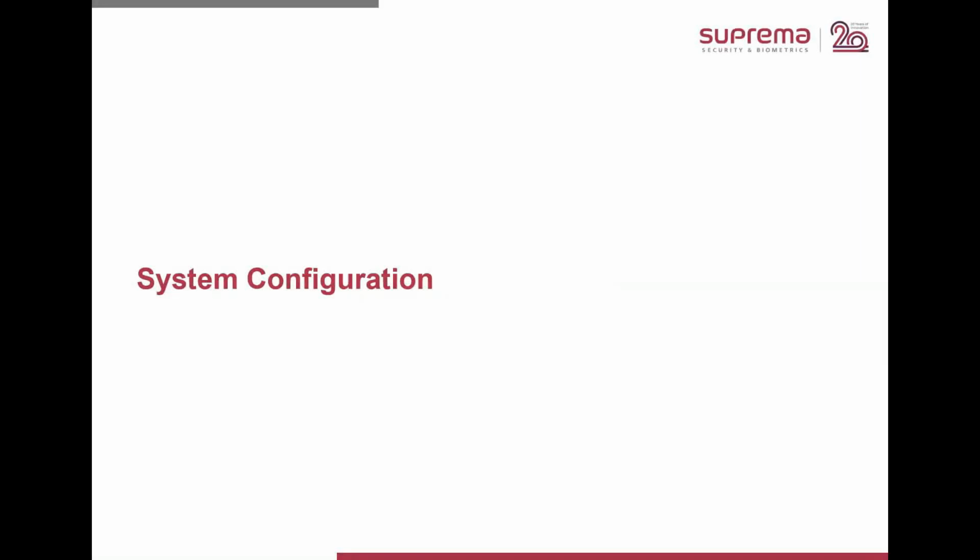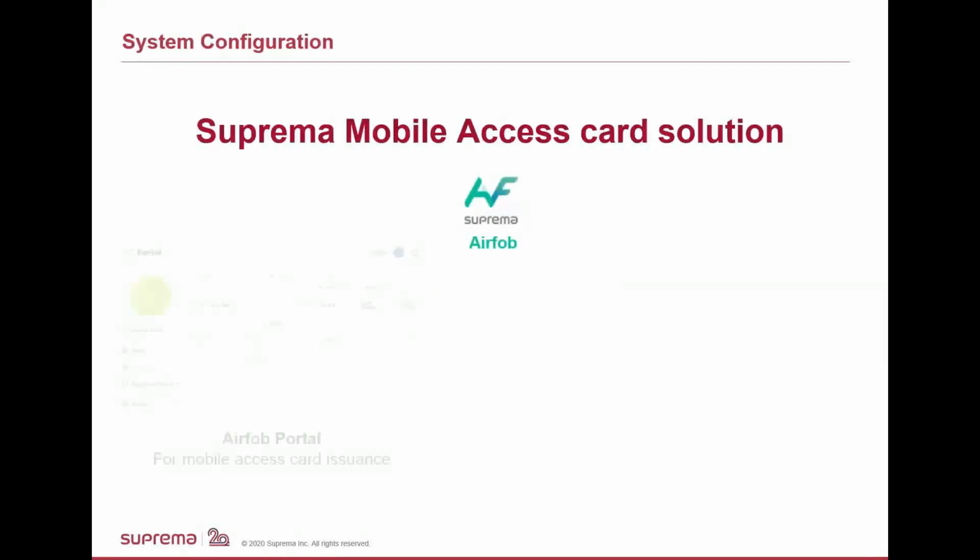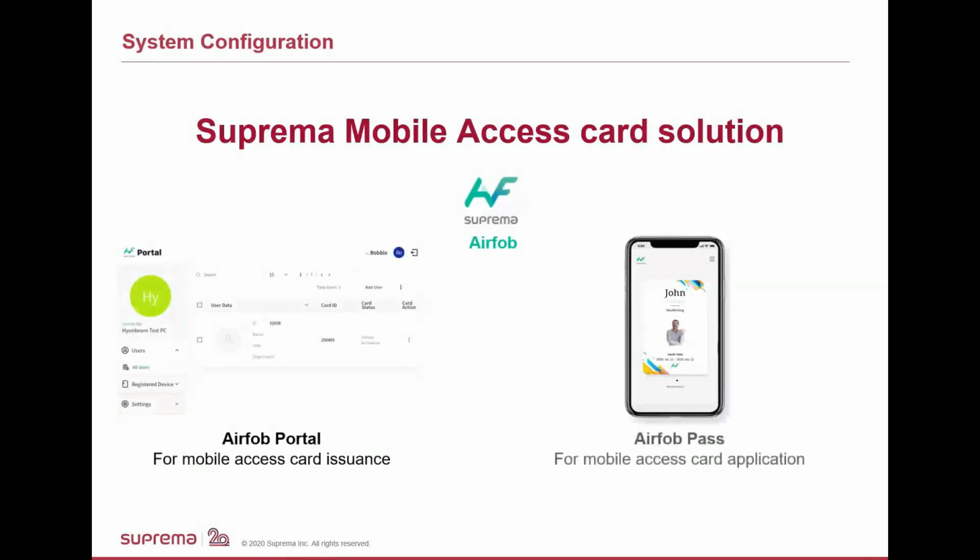Let's talk about the system configuration now, how the system consists. First of all, our mobile access card now has a new brand name, AirFob. Our AirFob consists of the AirFob portal for user management and card issuance, and the AirFob Pass application, which is the mobile access card application.